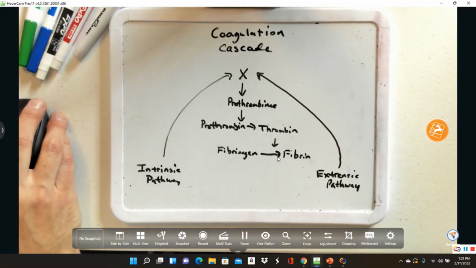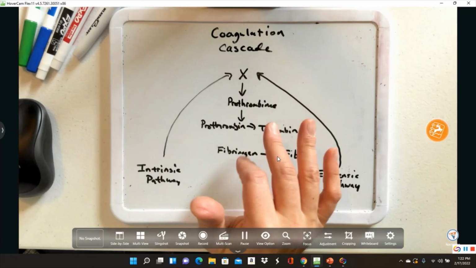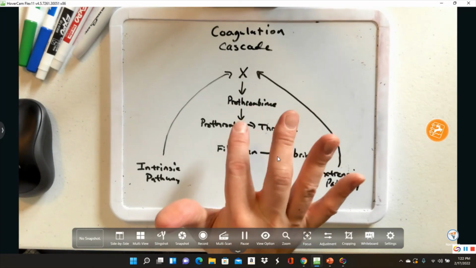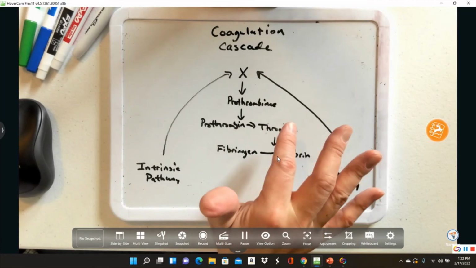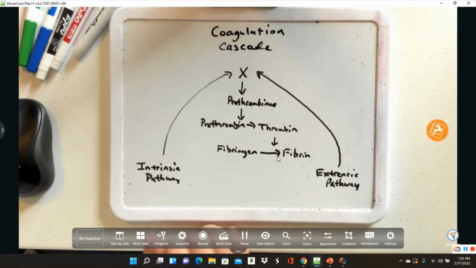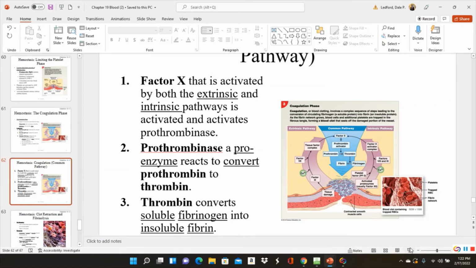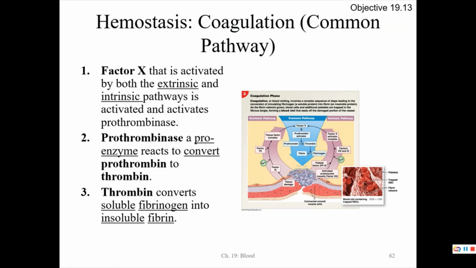Right. So factor X is activated. Factor X activates prothrombinase. Prothrombinase converts prothrombin to thrombin. Thrombin converts fibrinogen to fibrin. Fibrin then is the coagulated blood, and that makes blood more semi-solid. Okay. Now, to block this, that's what a lot of rat poisons do, and you get a little nick and you bleed to death. So please understand this. It definitely is something you've got to memorize.